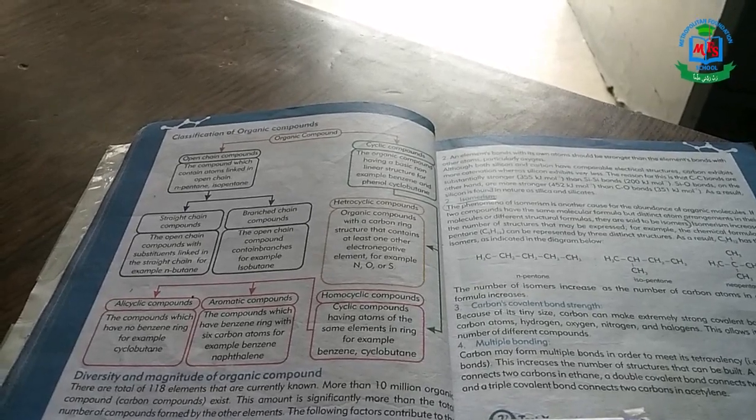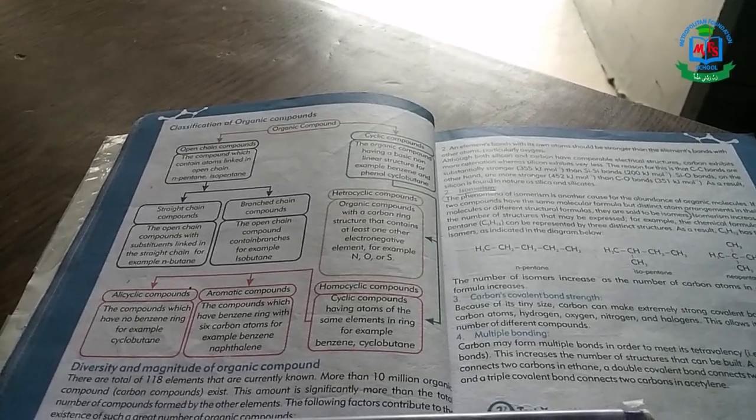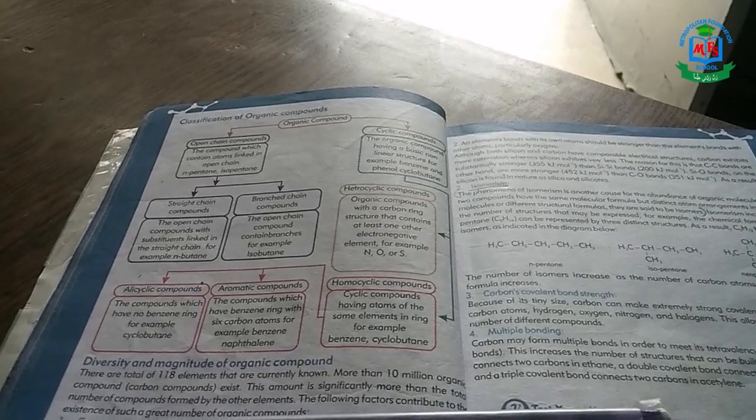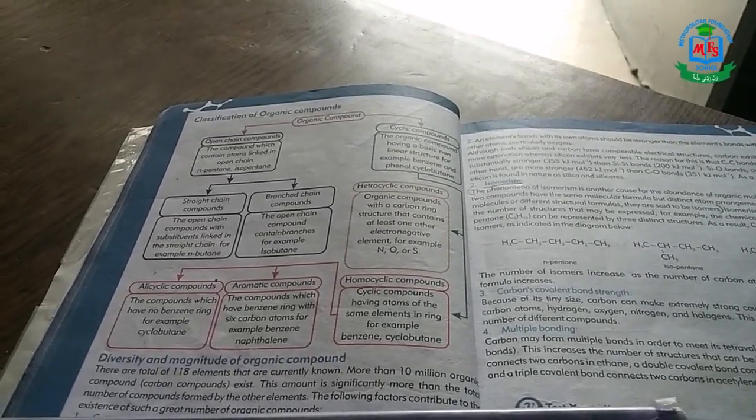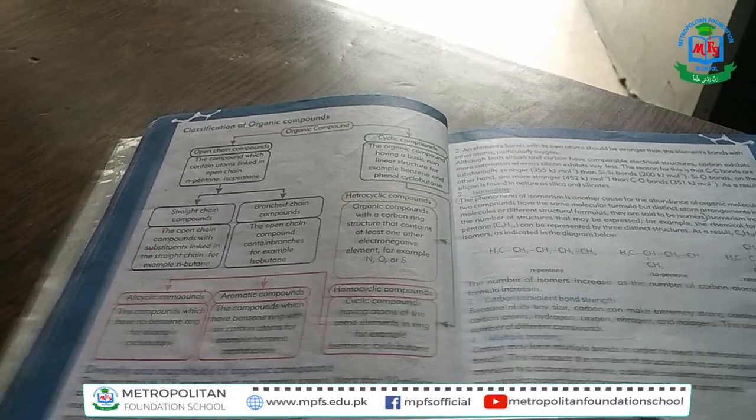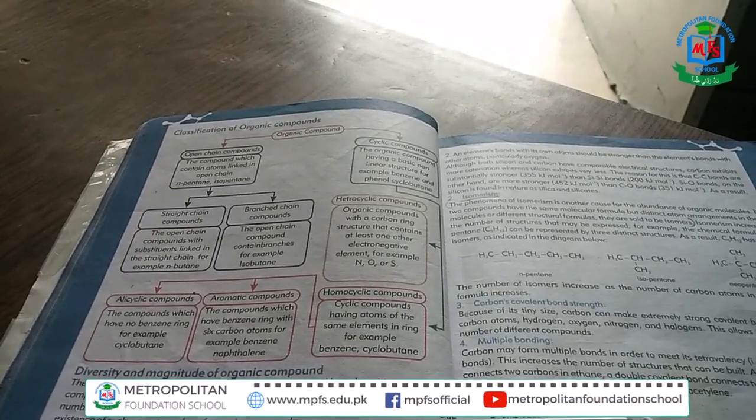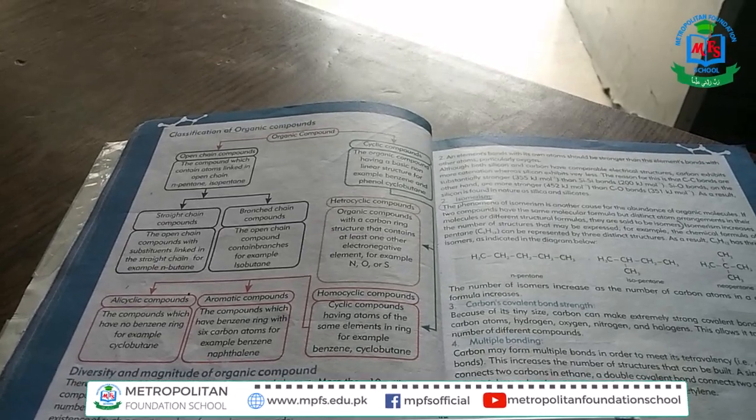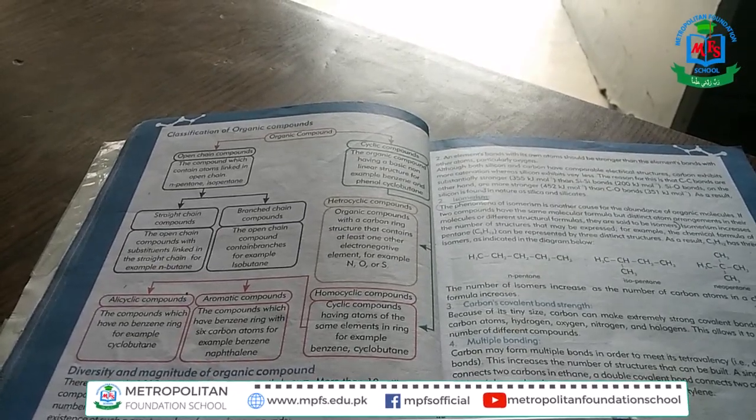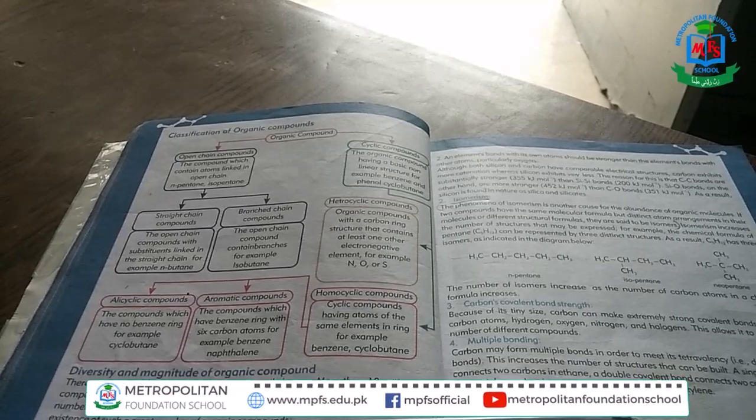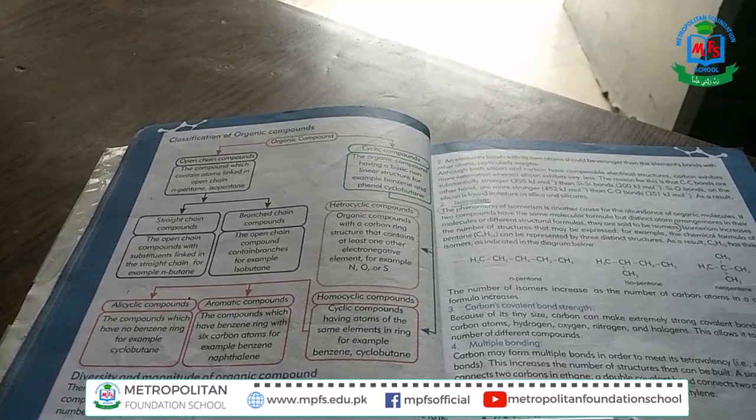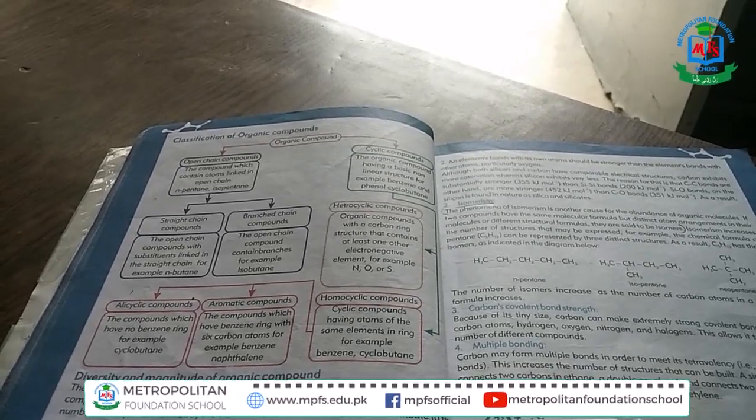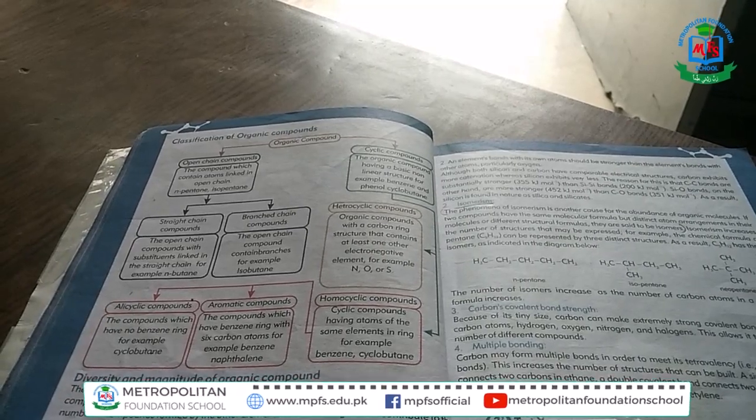First, we define what are open chain compounds. So students, as you know, what are open chain compounds? Its name indicates open chain. If carbon atoms link with each other and form a long open chain, such compounds are called open chain compounds.